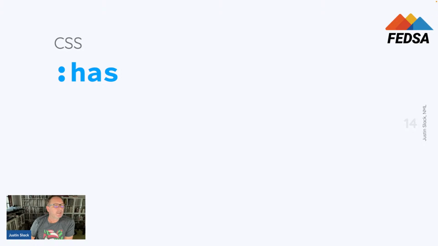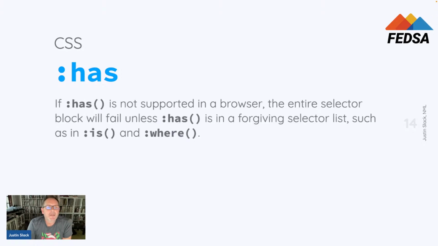Right. Okay, so in terms of :has, if it's not supported in a browser, then the entire selector block will fail, unless :has is in a forgiving selector list. So remember, our :is and :where are forgiving selector lists. :has is not. Okay, so we can actually go :is, and then within our :is or :where, have a :has declaration. And again, I'll show some examples of this.